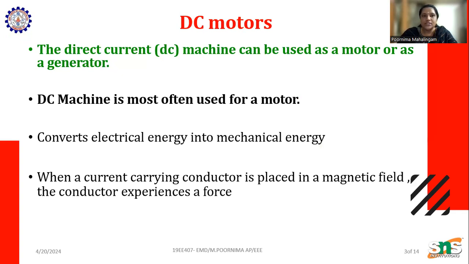A DC motor is a direct current machine that can be used as a motor and also a generator. The DC machine is most often used as a motor. It converts electrical energy into mechanical energy. When a current carrying conductor is placed in a magnetic field, the conductor experiences a force.